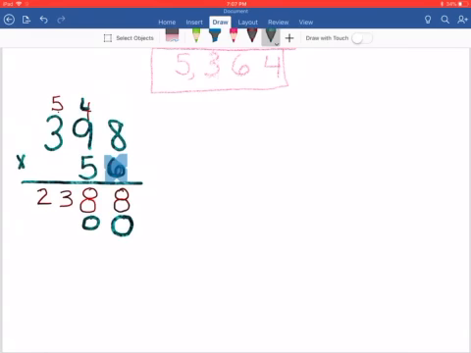Carry the 4. Oh, just so happens that we have a 4 up there. 5 times 9 is 45. Plus 4 is 49. 9. Carry the 4. 5 times 3 is 15. Plus 4 is 19. Okay.